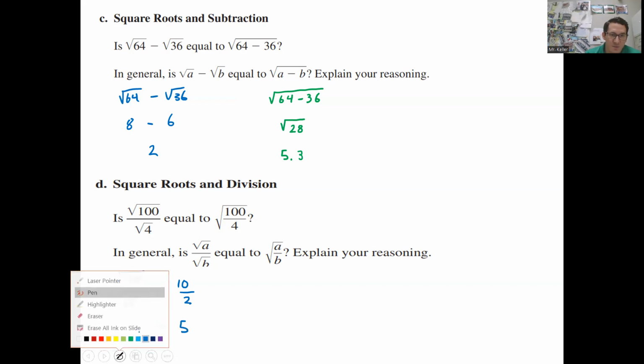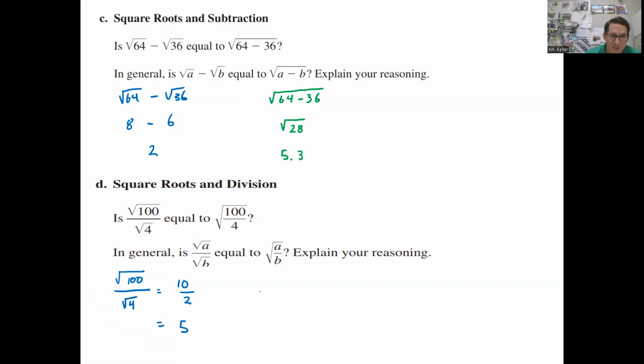So let's do it if we put them all under one radical. So the square root of 100 over 4. Let's divide that first. 100 divided by 4 is 25. The square root of 25 is 5.